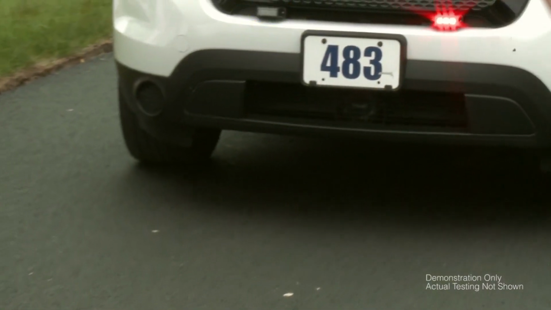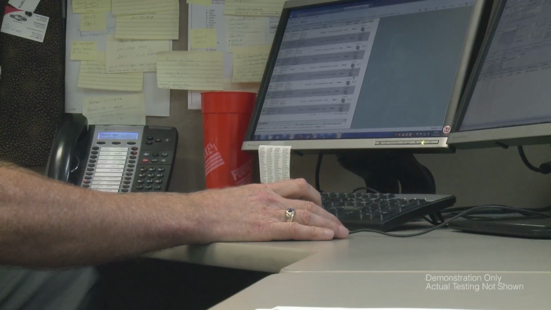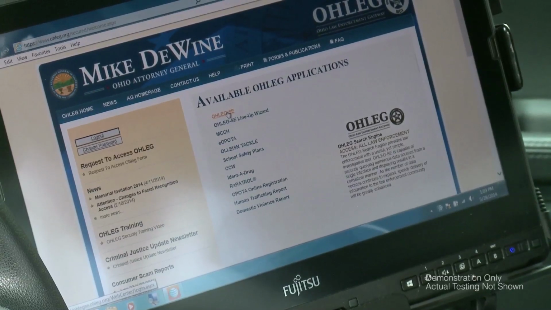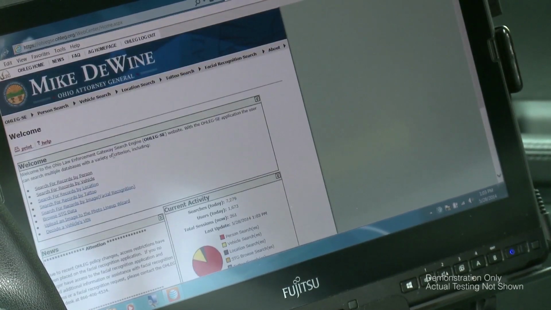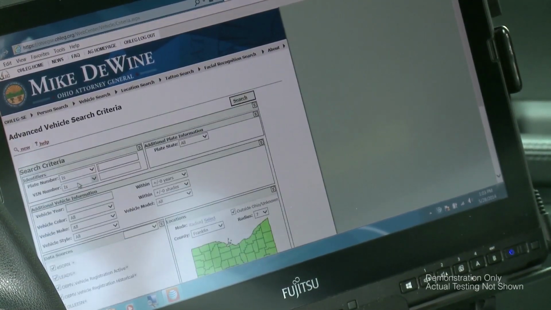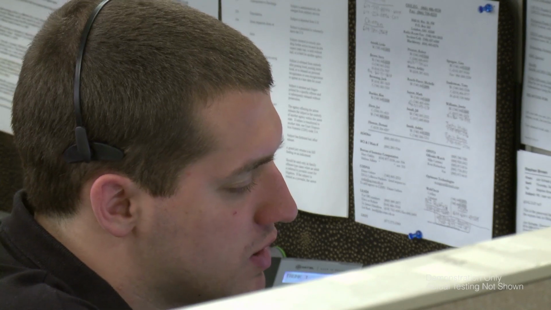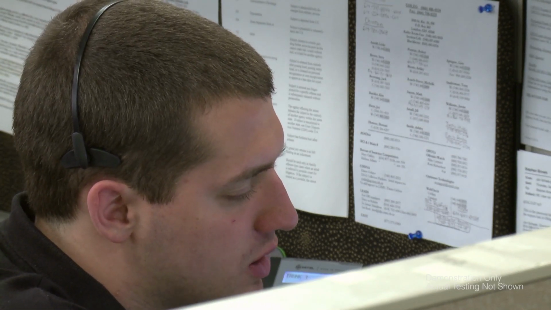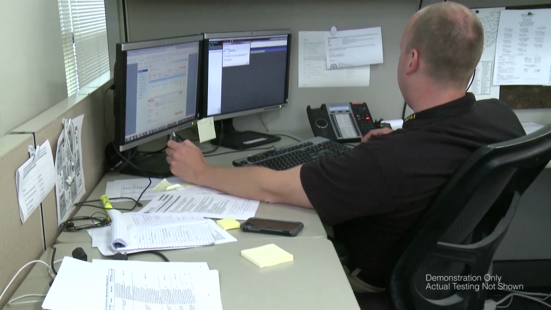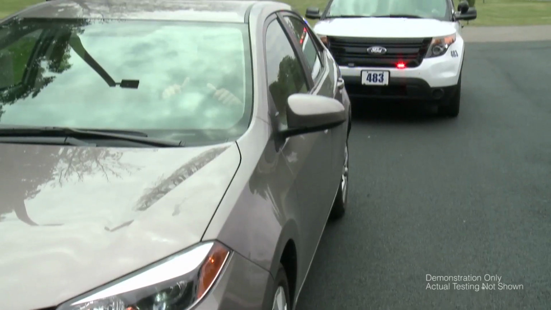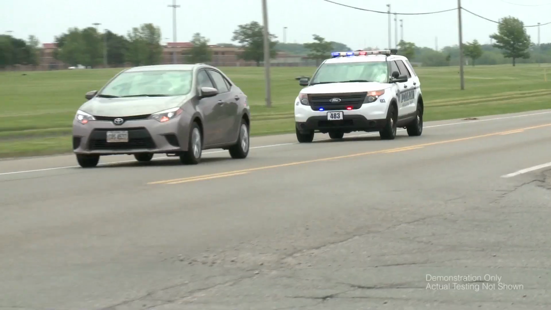This took a matter of just a few short hours to get this information and to get on the way to their apprehension of their perpetrator. Without the OHLEG system, our officers would have had to use another system that would have taken them a significant amount of time longer to obtain the same information, and that is the vehicle color and type, which they obtain through OHLEG in just moments of time. The OHLEG system helps officers who are working in the field to very quickly access the information that they need.